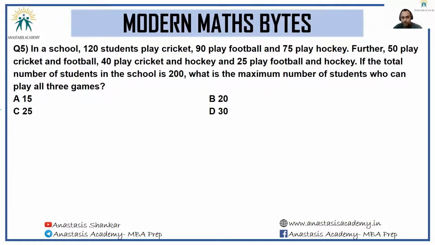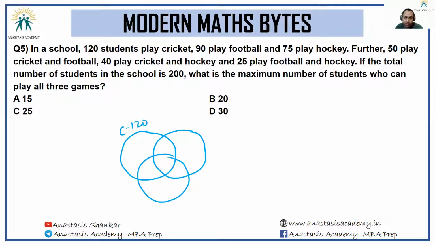Okay, last question. In a school, 120 students play cricket, 90 play football, and 75 play hockey. Further, 50 play cricket and football, 40 play cricket and hockey, 25 play football and hockey. If the total number of students in the school is 200, what is the maximum number of students who can play all three games? Let me make the Venn diagram.